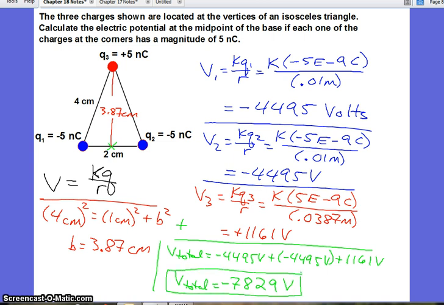So again, find the electric potential from each charge. Make sure you include any negatives for charges. Distances are always positive though. So include any negatives for charges, but distances are always positive. And then add them all up at the very end to find the total.